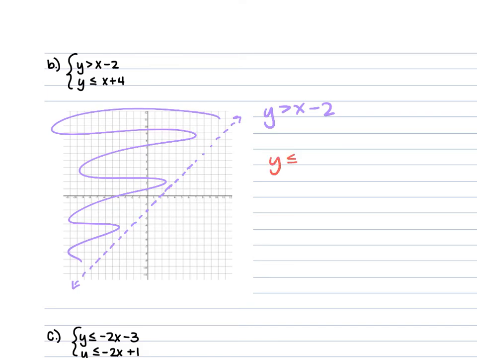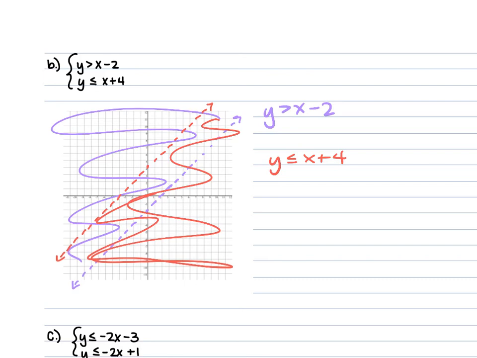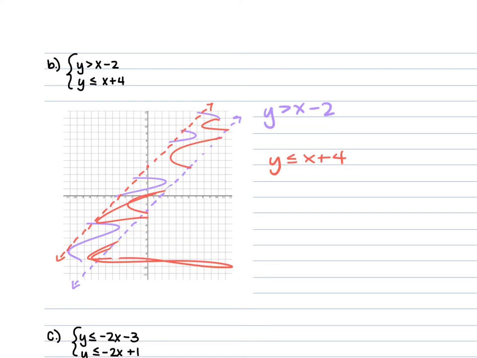For y is less than or equal to x plus 4, we're going to do that 4, and we're going to do a slope of 1. And y is less than or equal to, so it's anything in here. So the only part that intersects is this part here.